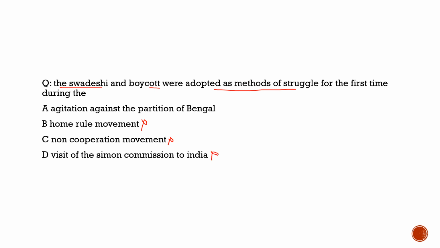So the correct answer to this question is option A. The Swadeshi and the boycott were adopted as methods of struggle for the first time during the Indian struggle for independence, introduced against the agitation against the partition of Bengal. So with respect to this question, the correct statement is option A. By solving this question, I hope you have got today's previous year question too.